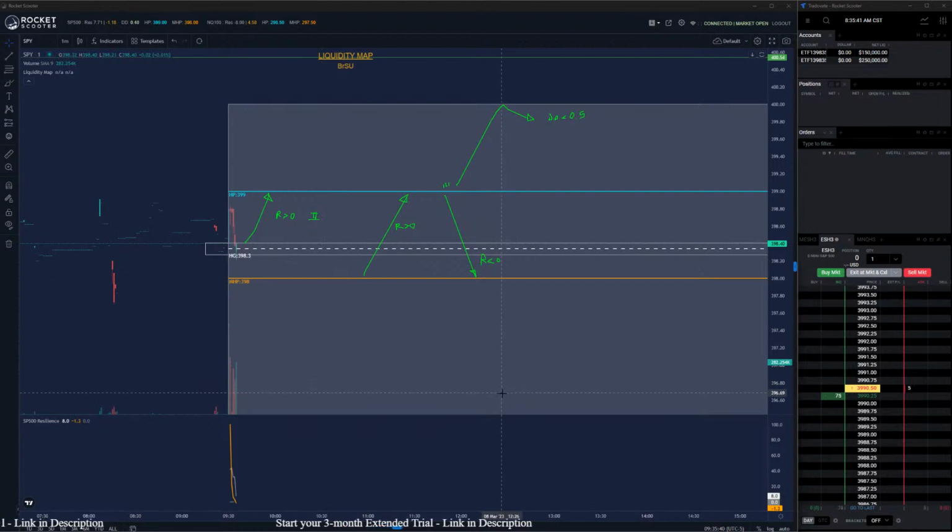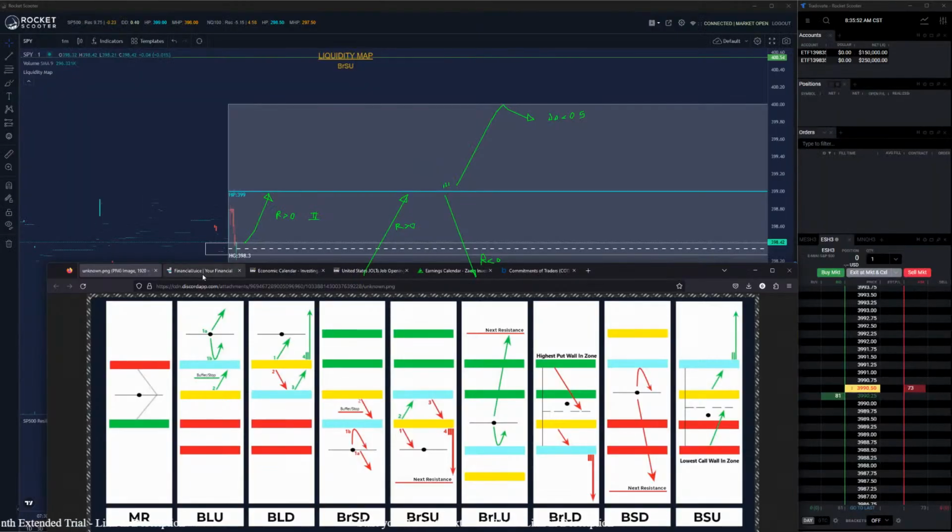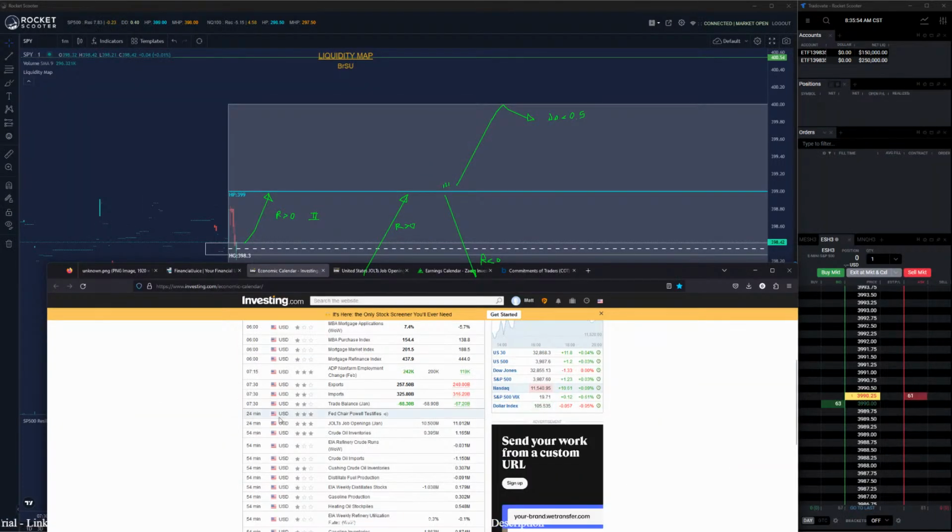Okay, so we got Powell talking in a little bit. Resiliences are positive. We are at the base of where I do want to long the market from here up towards there. But again, with the catalyst coming out, you have to be careful, right? Knowing what you're going to deal with. So that's coming out in about 24 minutes.